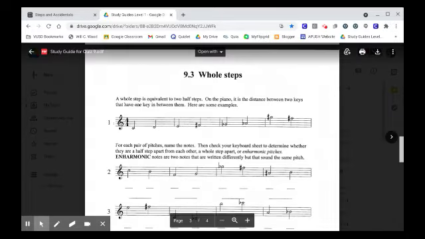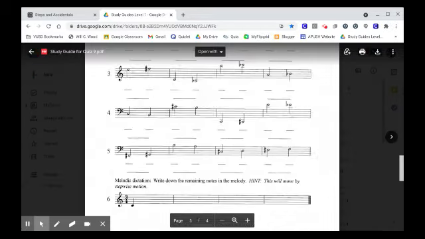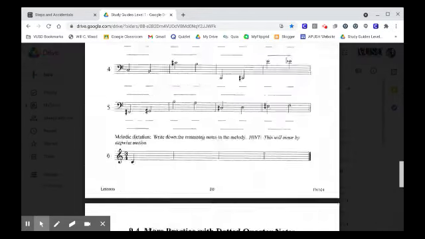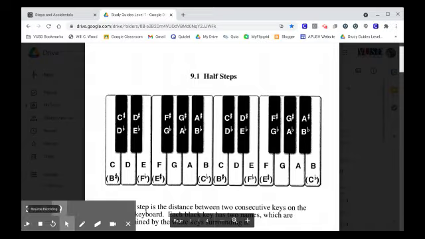On the piano, it's the distance between two keys that have one key in between them. And then it shows some examples on the staff. And that's pretty much it. And then I'm going to do a demo on the piano on my phone in just a second.